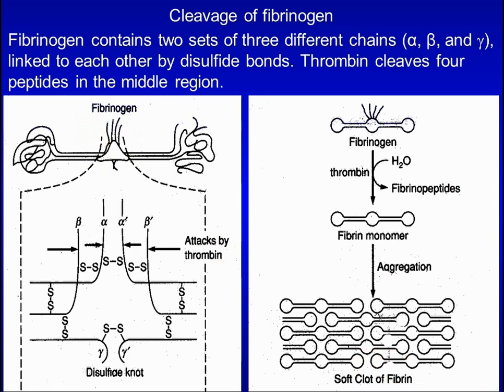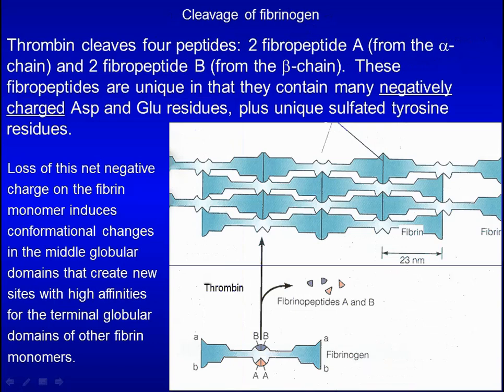Among these four small peptides released, two are from cleavage of alpha chains, and the other two from beta chain. These small peptides are enriched of negative charged amino acid residues, aspartic acid, glutamic acid, and sulfated tyrosine residues. Removal of peptides increases affinity of fibrin monomers.